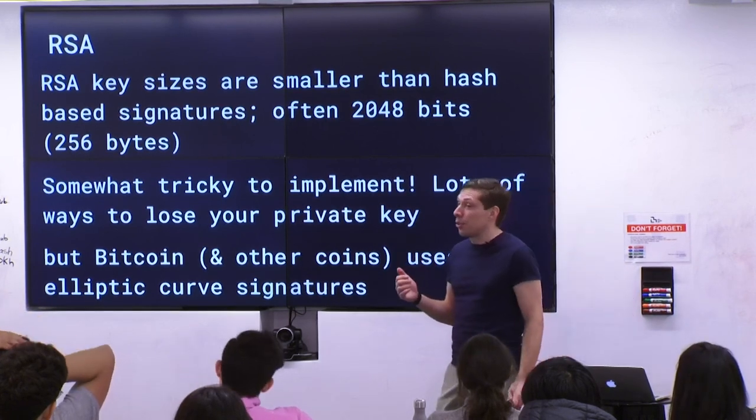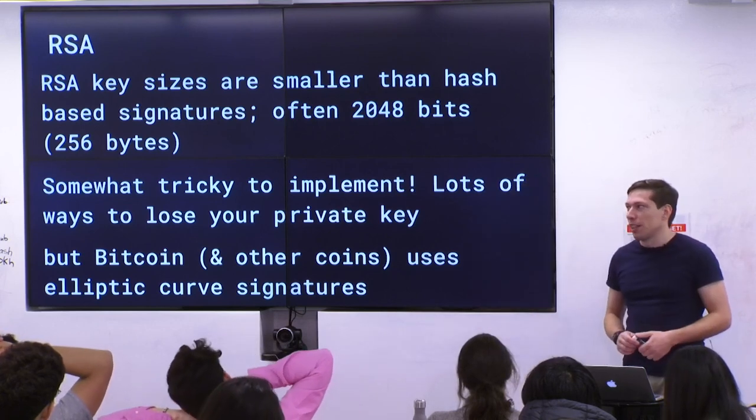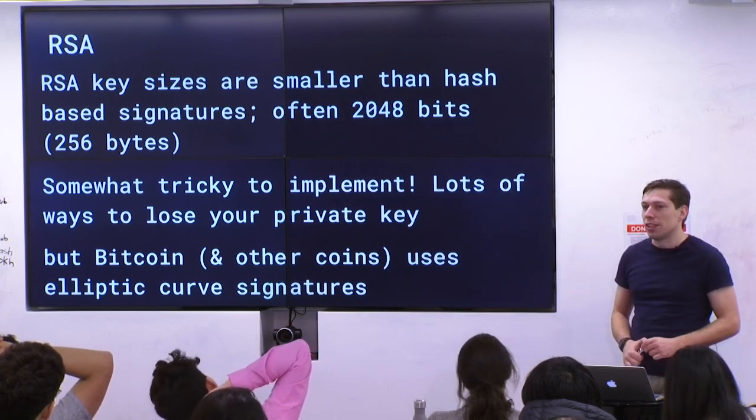Whereas in RSA, it's actually quite easy. If your P and Q values, for example, what's a really crazy gotcha?